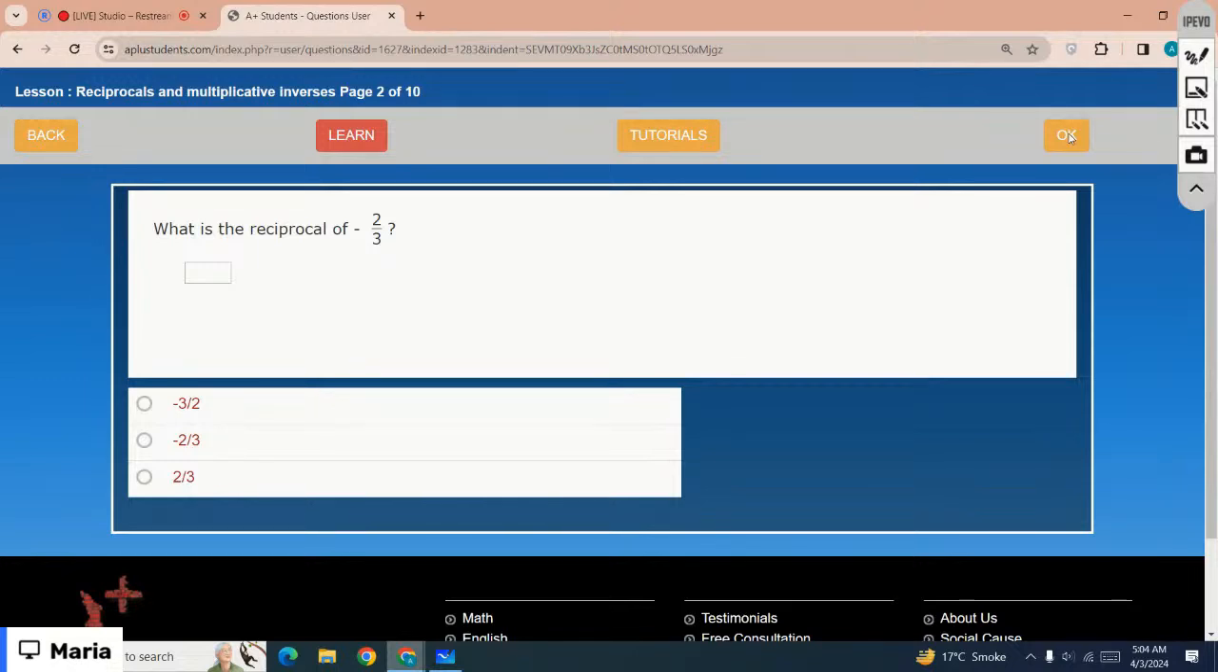What is the reciprocal of negative 2 over 3? You simply have to switch numerator and denominator. The sign is exactly the same, so that would be negative 3 over 2. Option number 1 is the correct one. Just keep the sign the same, simply switch the numerator and denominator.